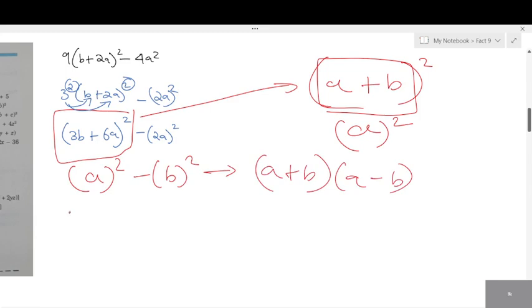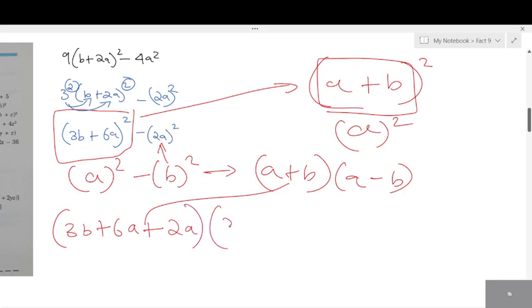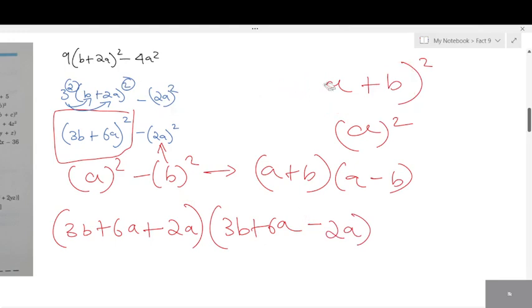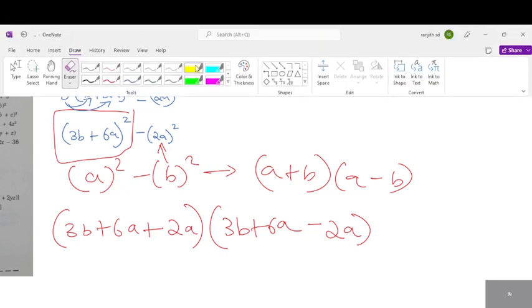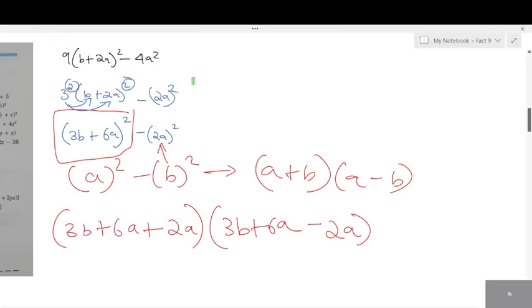What is a and what is b, students? Tell me what is a here? 3b plus a. And we have plus here. Plus what is b value? B value is 2a. Next, 3b plus 6a minus b. What is b? 2a. This term we solve. So you don't have to use a plus b the whole square here. That is a lengthy process. You can directly use a square minus b square. This part is very important.